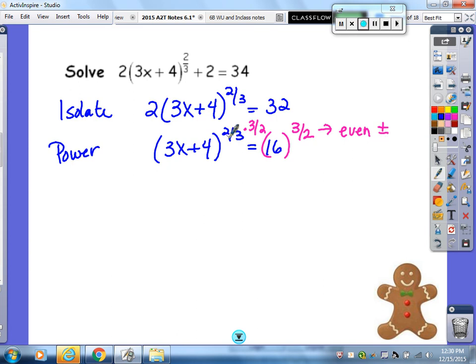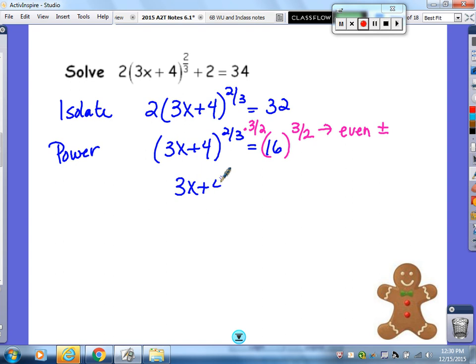All right, so this is going to give us 1. So this leaves us with 3x plus 4. And we're going to get here plus or minus, we want the square root of 16 to the third power. So we're up to our solve step.